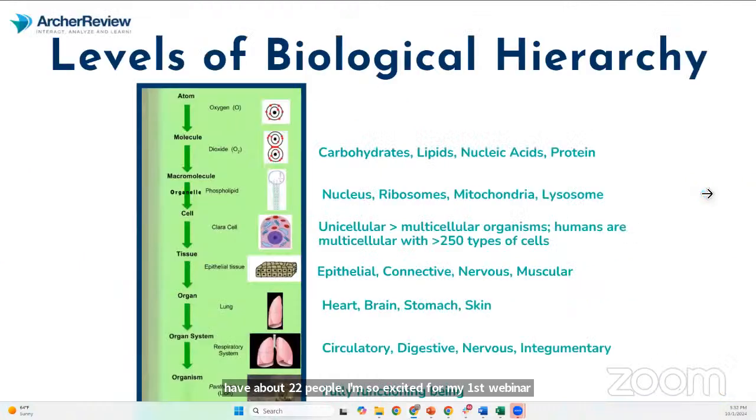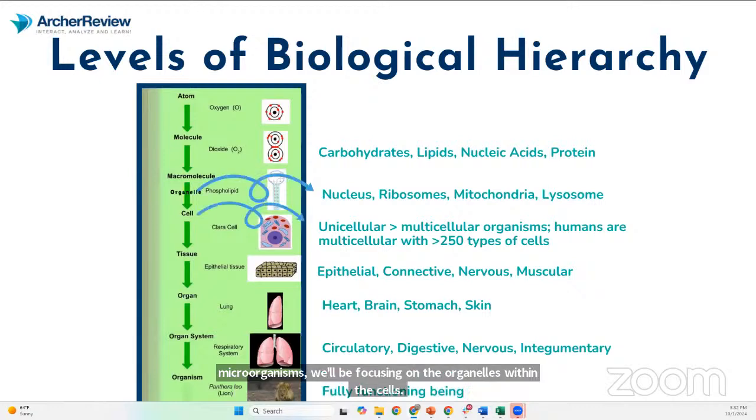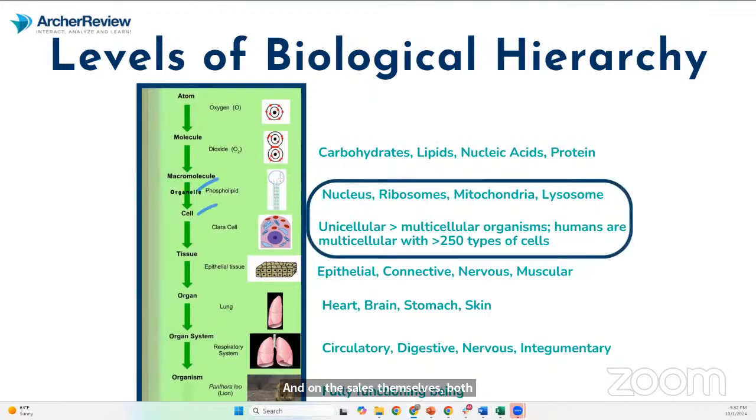Our levels of biological hierarchy for cells and microorganisms will be focusing on the organelles within the cells and on the cells themselves, both unicellular and multicellular organisms. So just to give you an idea of where we're headed with this next category of our all-in-one Archer Review biology webinar tonight.